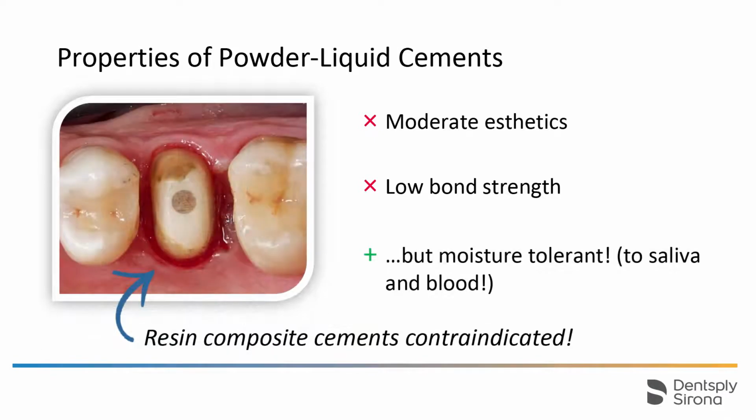A big advantage of powder liquid cements is their tolerance to saliva or blood. If dentists have difficulty keeping the tooth to be treated dry during the cementation procedure, as seen in this picture, a powder liquid cement is then indicated. Resin cements cannot be used in such situations.